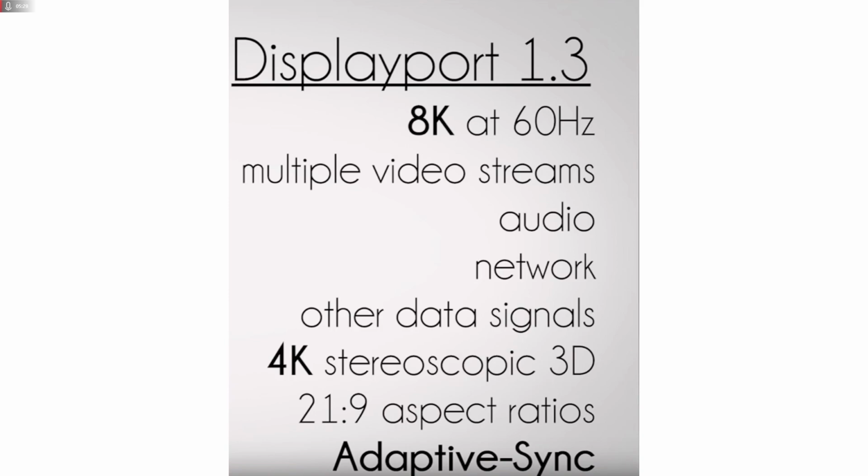DisplayPort 1.3 can support up to 8K at 60 Hz and 4K stereoscopic 3D. It has a 21:9 aspect ratio and all the features that DisplayPort 1.2 had, but the extra feature is that it contributes to adaptive sync. And adaptive sync can be used for eliminating lag and screen tearing in video games. That's awesome, right?